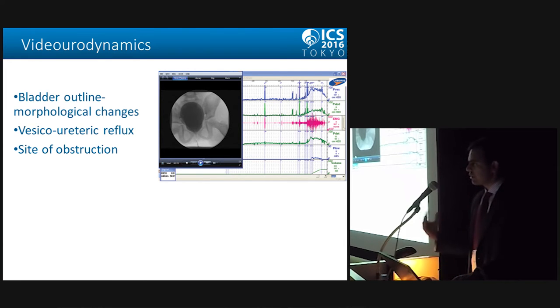Now, I have left out a slide on EMG and urodynamics, essentially because it's performed only in very few centers, and for a basic course, probably inappropriate.